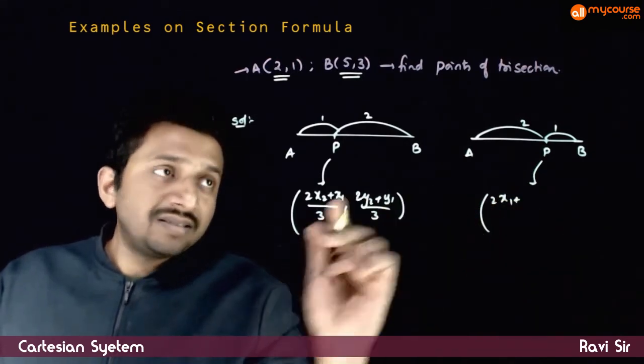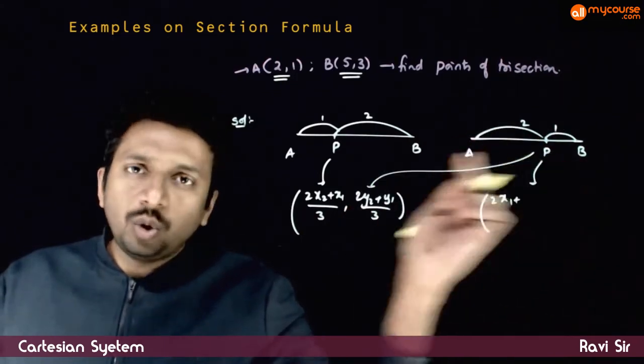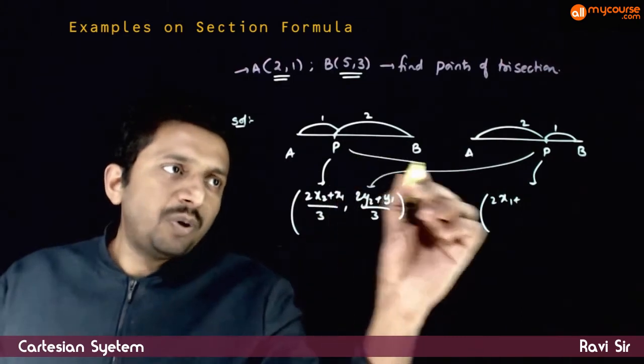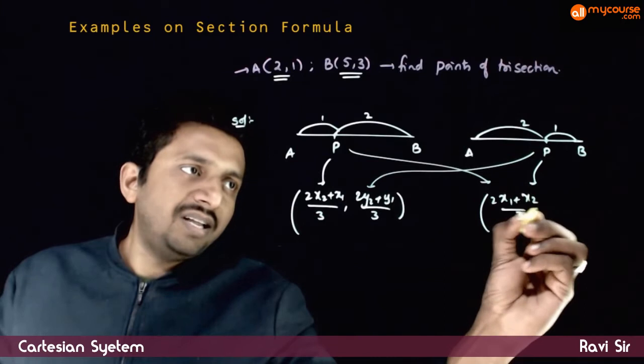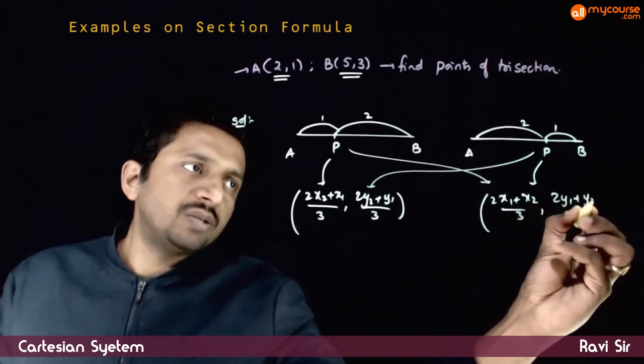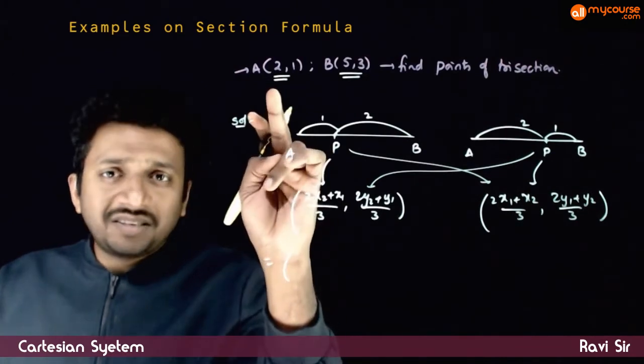Sorry, this is this point. So (2x2 plus x1) by 3, (2y2 plus y1) by 3. So this point is given by (2x1 plus x2) by 3, (2y1 plus y2) by 3. So that is equal to, so let us try to do this.